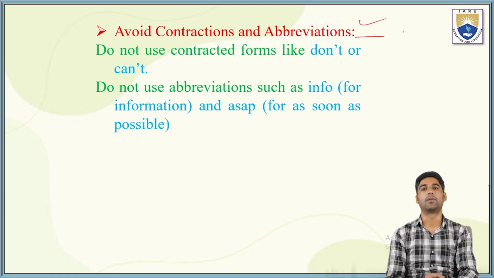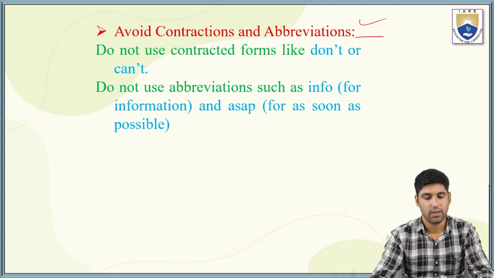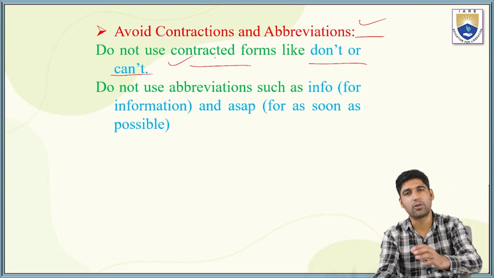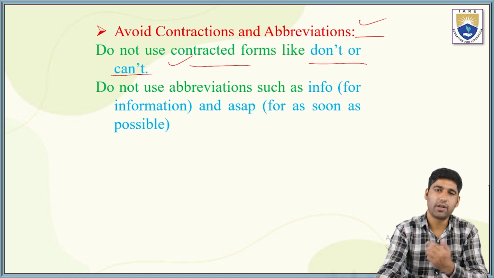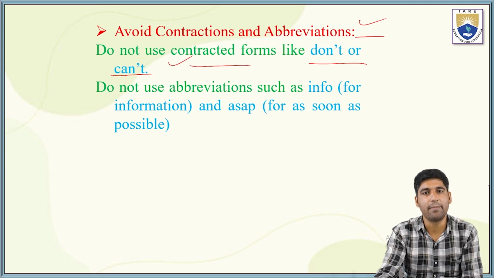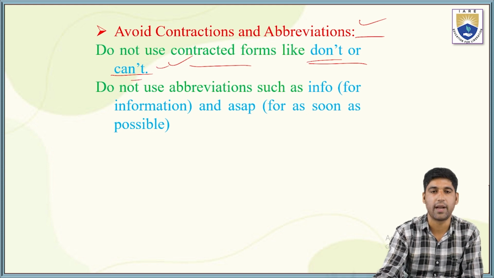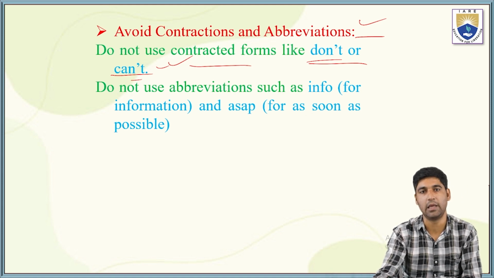We should not use contractions, and we should not go with abbreviations. Do not use contracted forms like don't or can't. It's better to avoid contractions because you do not know the mindset of your reader. Your reader may not be well versed in contracted forms, so he or she may not understand you clearly. Now, I took the example of two simple contractions, don't and can't. Everybody knows them. But there are many contractions which many people may not know. So it is always better to avoid contractions when we are writing an email.